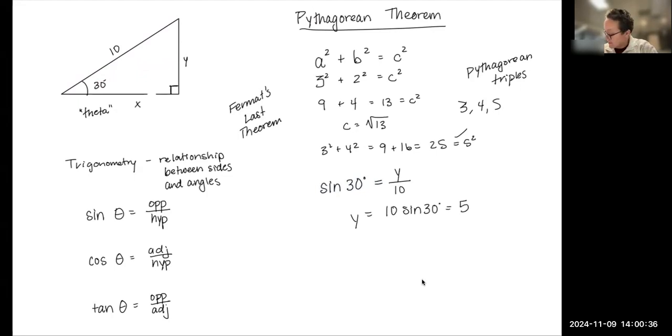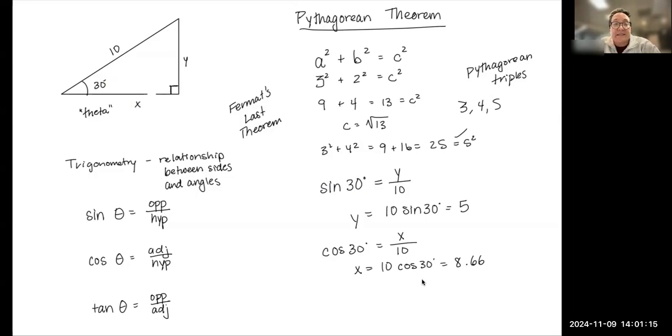I can do the same thing for the cosine. Cosine of 30 is adjacent over hypotenuse. So what's next to me is x over my hypotenuse, 10. So x equals 10 cosine of 30 degrees, which you'll get something like 8.66 on your calculator. There's a square root in there, hint, hint. And now we know all three sides of our triangle and all three angles, actually.